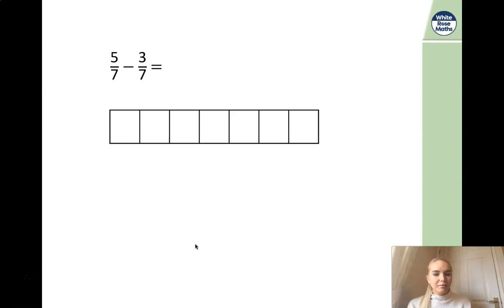My biggest fraction is 5 sevenths, and I'm going to show that on my bar here. I can see that I am reducing this number by 3. I am subtracting 3. So what I can do is cross out 1, 2, 3 of my parts. How many parts am I left with that are shaded in my bar model? That's right, I'm left with 2 sevenths. So 5 sevenths take away 3 sevenths gives us 2 sevenths.